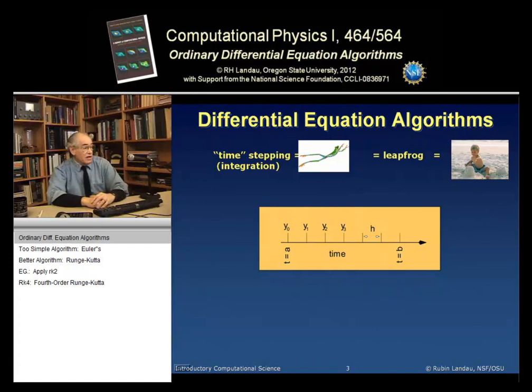These time-stepping methods are built on sand. The errors can accumulate. If the errors keep accumulating, you end up with garbage. But they work. We'll see how well they work very soon.